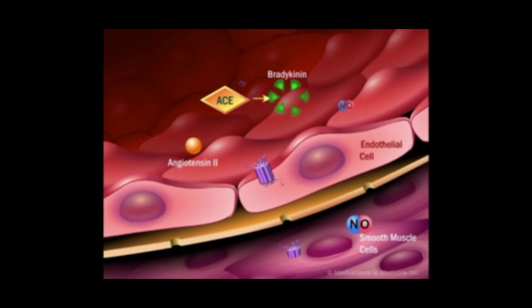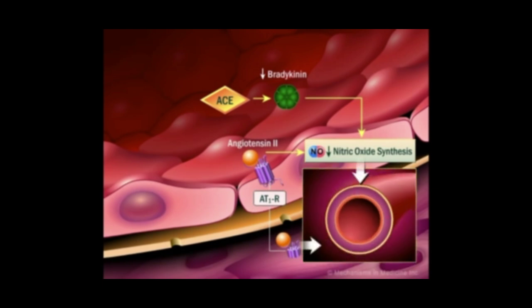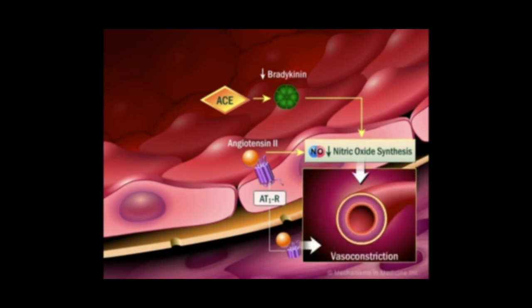Angiotensin-converting enzyme also degrades bradykinin, which is required for synthesis of a major vasodilator, nitric oxide. Angiotensin 2 binds AT1 receptors expressed on the surface of vascular endothelium and impairs nitric oxide synthesis as well. Reduced bioavailability of nitric oxide combined with the stimulation of AT1 receptors on smooth muscle cells causes vasoconstriction.